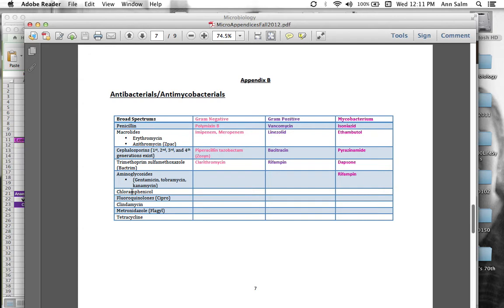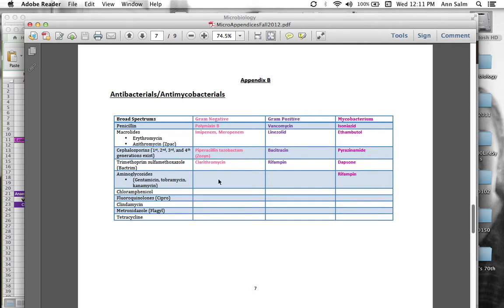And then the Appendix B is the table of antimicrobials. So the first page of Appendix B is antibiotics or antibacterials. Antibiotics are only to treat bacterial infections, generally speaking. There's also antimycobacterials, which would treat your tuberculosis pathogen, or TB-like organisms like your Mycobacterium leprae.